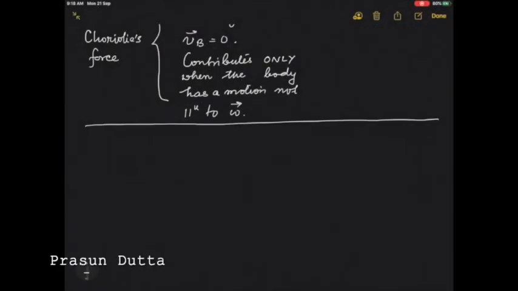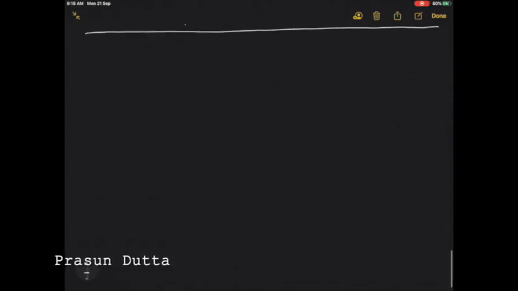Now we have learned enough to formulate the equation for the motion of a rigid body. So today we will write down the Newton-like equation of motion for a rigid body, and next day we'll see how we can do the same thing using the Lagrangian formalism.